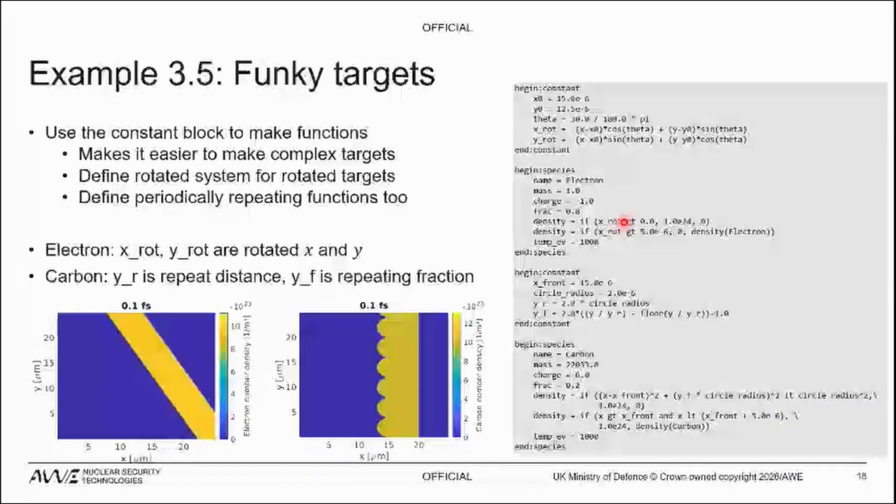And we also have some funky targets. So we can also go really crazy with this constant block and produce rotated coordinate systems, which we can define our density in. So if x in my rotated coordinate system is greater than 0, set it to this, otherwise 0, and you get these nice little rotated targets. I can produce repeating functions using this floor function. So take a fraction, subtract its floor, I get something that repeats, and I can use that to create a repeating circle target on the front. Now, there's a lot you can do with the EPOCH input deck in terms of custom targets.